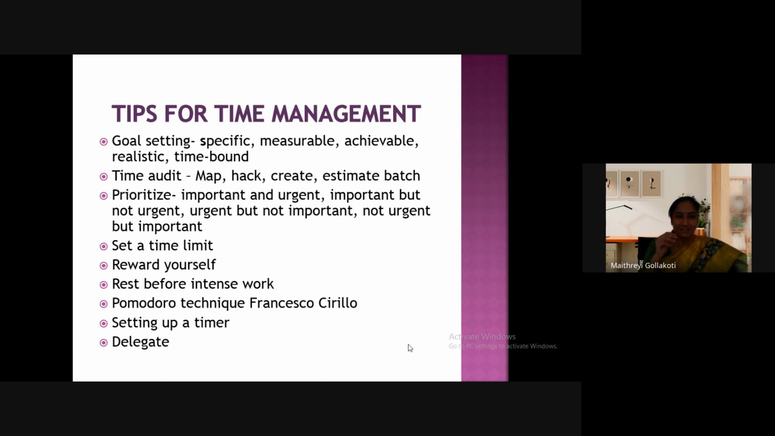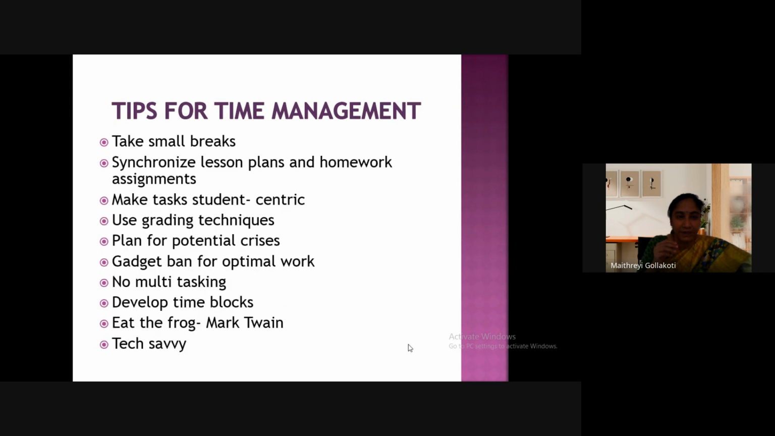Yeah. Next, tips for time management. Next, please. Yeah, this is a continuation of the previous slide. Tips for time management. Take small breaks. Never work continuously, because that will tire you extremely. So always keep taking small breaks throughout the day. A 10 minute break, a 5 minute break, something.